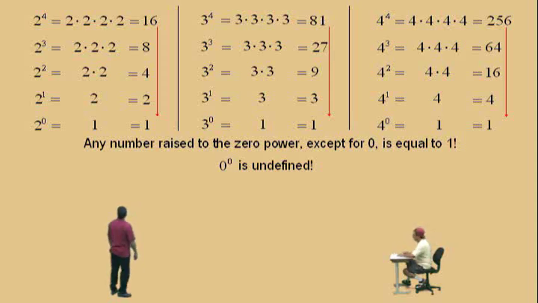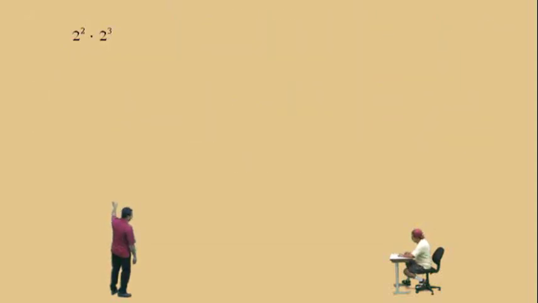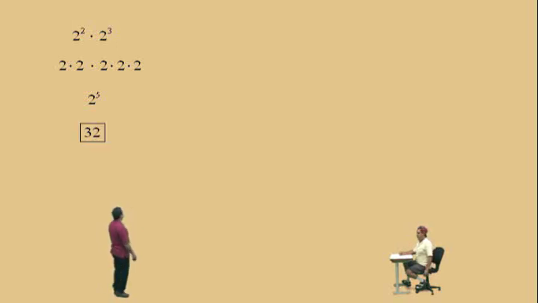So let's look at some other problems here. 2 squared times 2 cubed. 2 squared means 2 times 2, and 2 raised to the 3rd power means 2 times 2 times 2. So how do we write 5 2s being multiplied to each other, Charlie? 2 to the 5th. Very nice. Now, what is 2 to the 5th, Charlie? 2 times 2 is 4, times 2 is 8, times 2 is 16, times 2 is 32. Very nice.